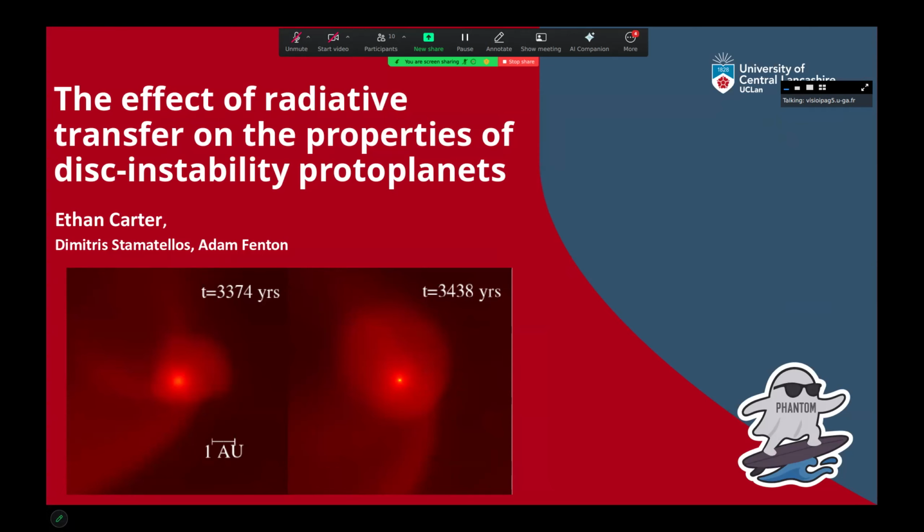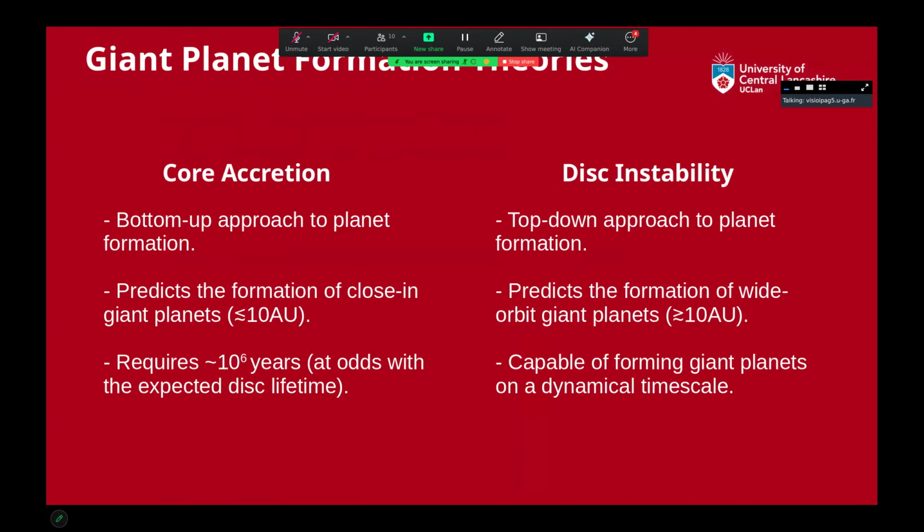So, hi everyone. As Rebecca already introduced me, I'm Ethan Carter. I'm from the University of Central Lancashire in the UK, and I'm here to talk about my ongoing PhD work on the effect of radiative transfer on the properties of disk instability protoplanets. So I'll give a very quick introduction to giant planet formation here.